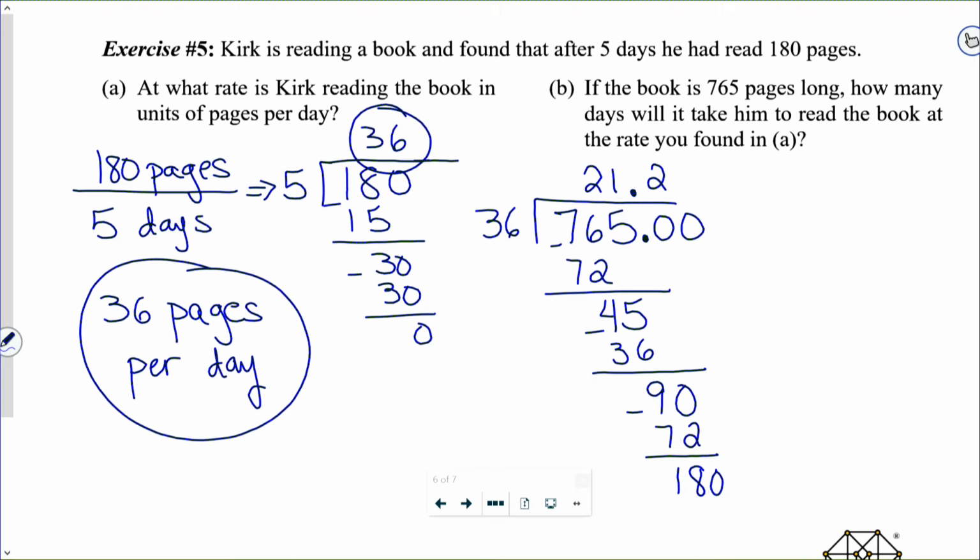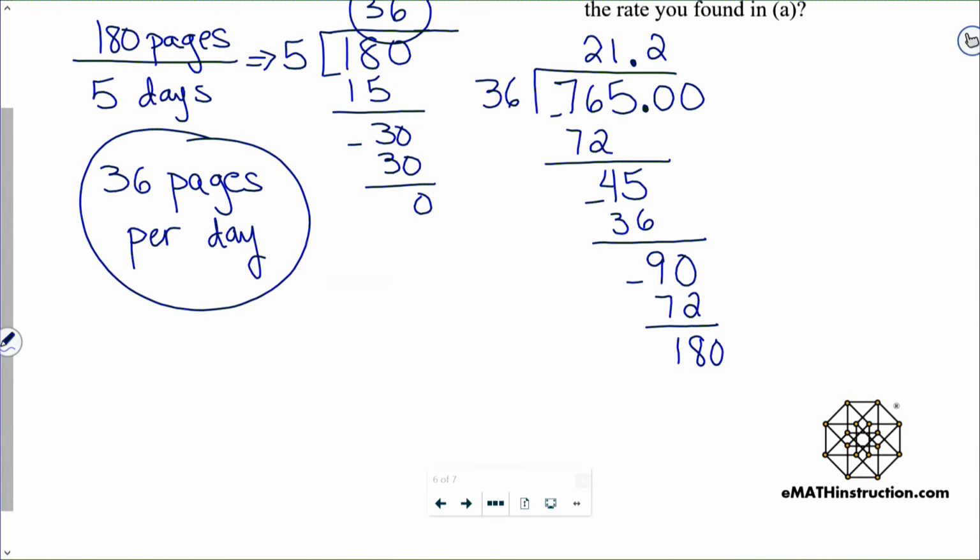Tack on another 0. Sorry, we're running out of space here. Let me bring it up. I think that's 5. Let me just make sure. 15, 18. Oh yeah, there we go. So it'll take 21.25 days.